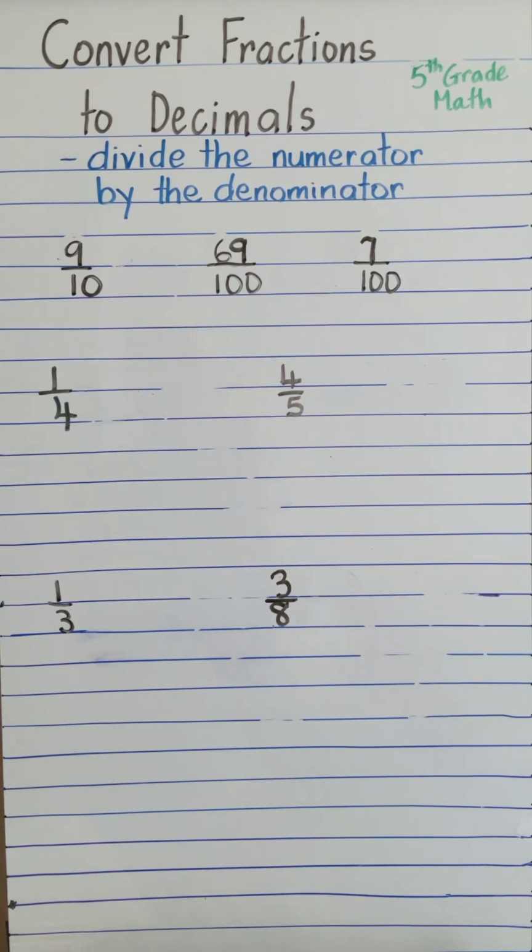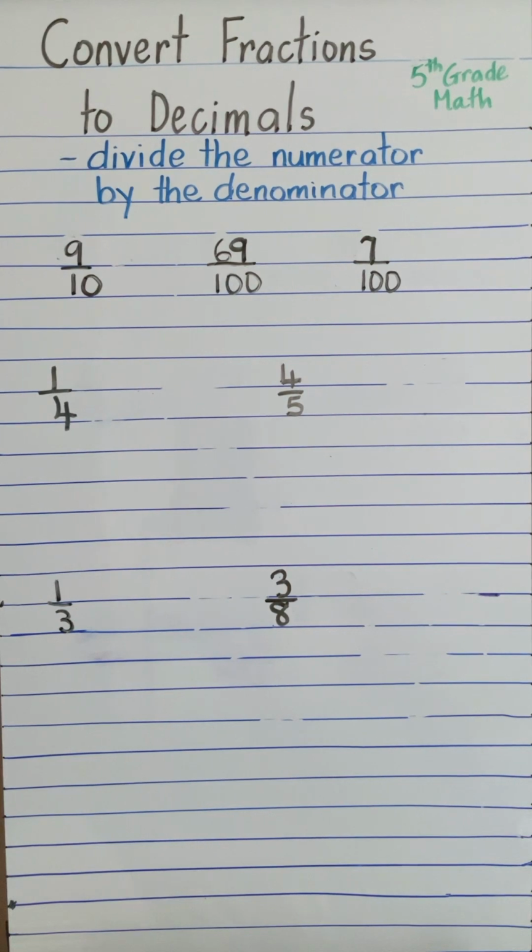Today we are converting fractions to decimals, and we're going to follow a quick method: divide the numerator by the denominator. So let's start with the first three: 9 over 10, 69 over 100, and 7 over 100. For the first three, we're going to use the quick method of dividing by tens and powers of 10.